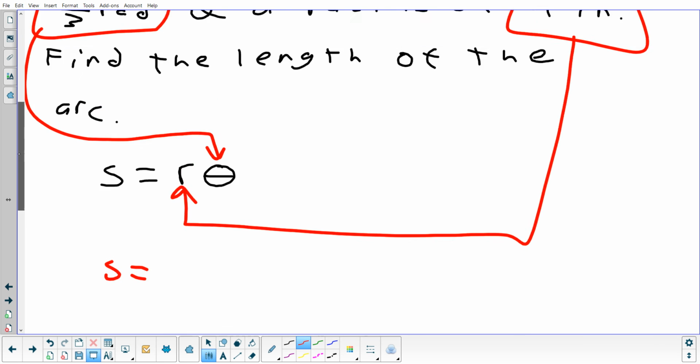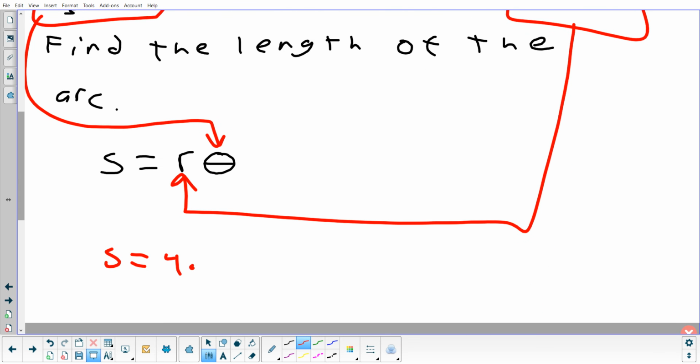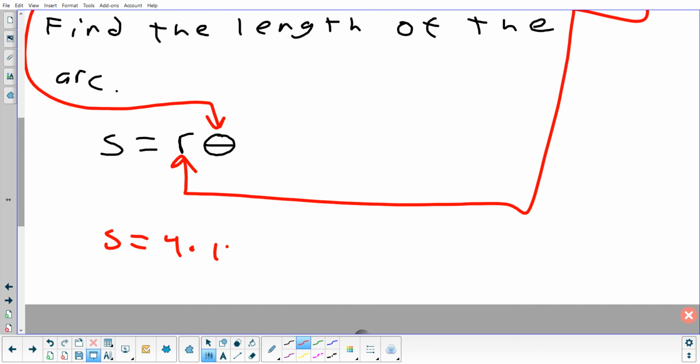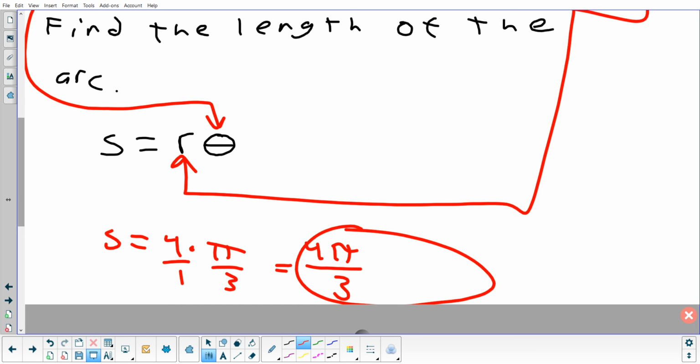So we have S equals 4 times, my angle is pi over 3. If you want to make the 4 a fraction, because the other number is a fraction, you can, just by putting it over 1. And now we just multiply straight across. Remember, when you multiply, you don't need a common denominator. So Haley, what's 4 times pi? How would we write that? It'd be 4 pi. Yep, it's 4 pi divided by, and Tyler, 1 times 3? 3. And that is my answer, 4 pi over 3.